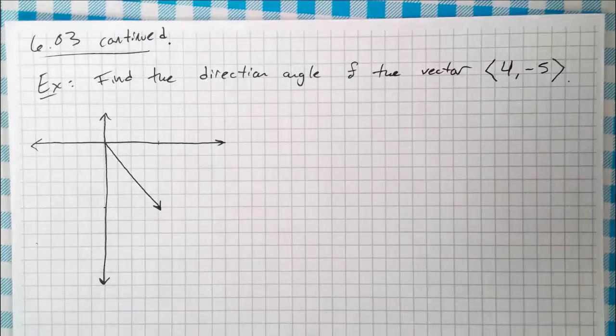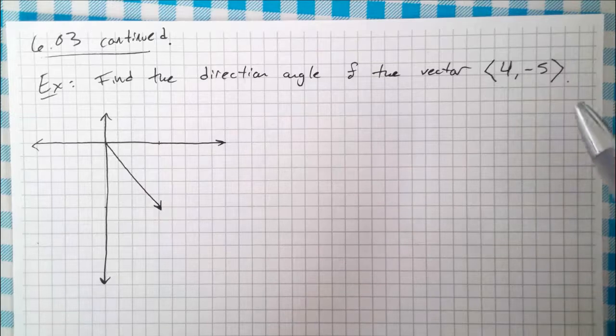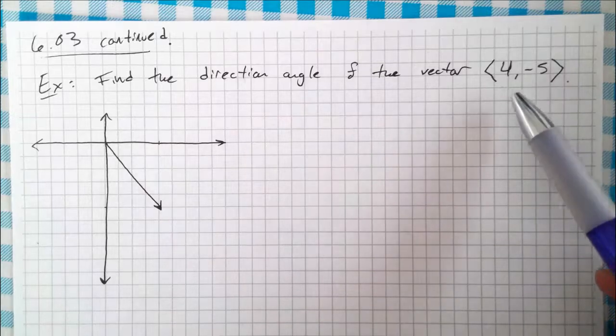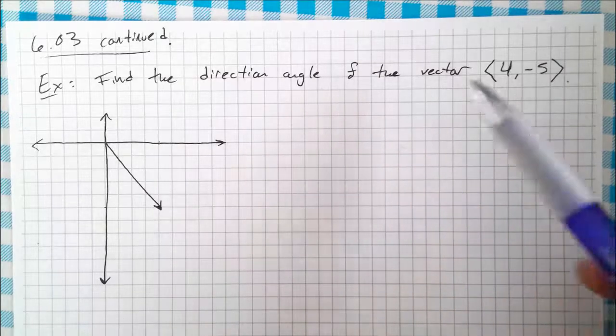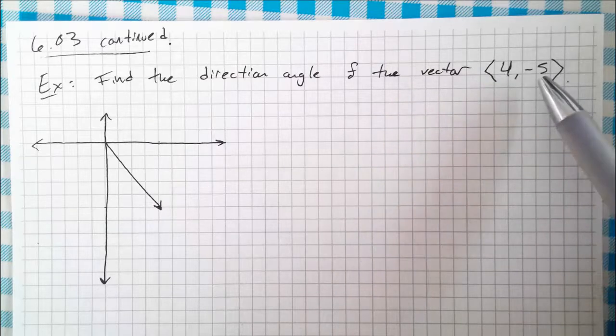Okay, last video was finding the component form of a vector if you were given its angle and magnitude. This one's kind of working backwards. Now, if we know the component form of our vector, how do we get the angle? We already know how to get the magnitude from this. We just used the Pythagorean theorem using our x and our y components.